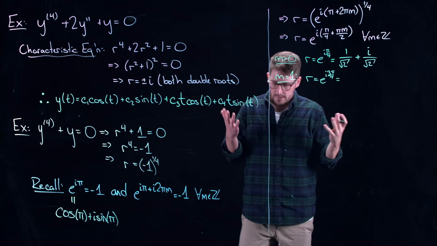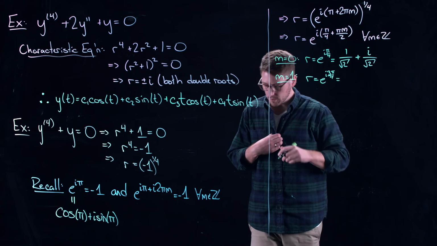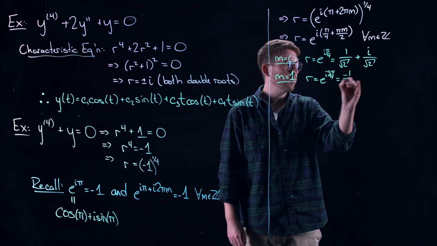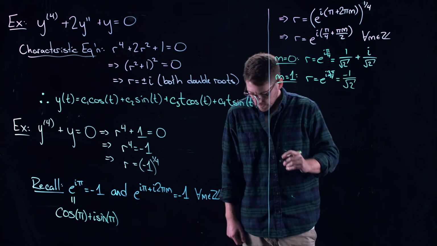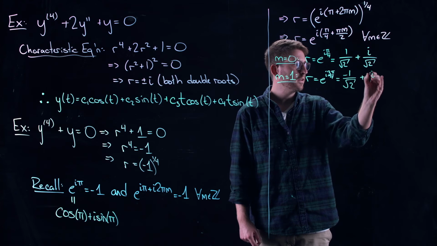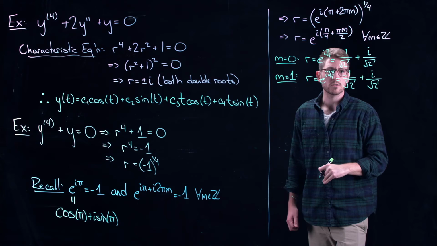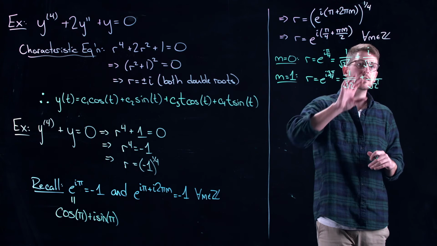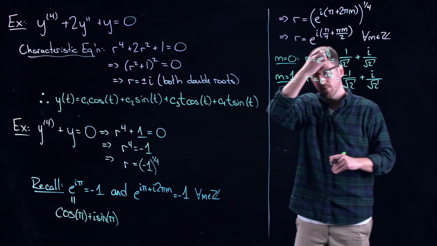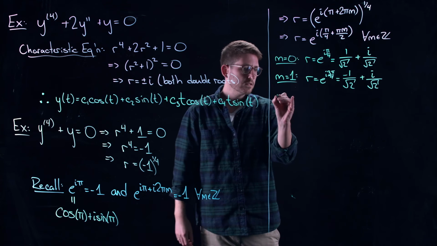Now, I just need to put this into cosine and sine. So cos of 3 pi over 4, that's minus 1 over the square root of 2. And putting that into sine, I get, again, i over the square root of 2. So I got two different roots, right? They have the same imaginary part, but they have different real parts. All right, let's keep having fun.